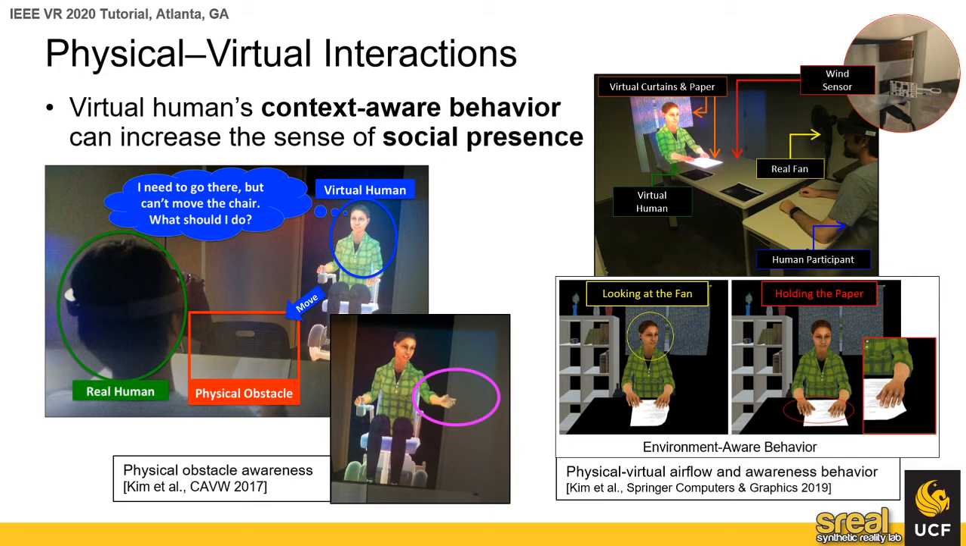In another setting, we developed a physical sensing module which could detect the real wind in the environment so that the real wind could actually influence the virtual world by moving virtual things next to the virtual human. And the virtual human exhibiting awareness of the real wind and the virtual changes could result in the increase of social presence as well.